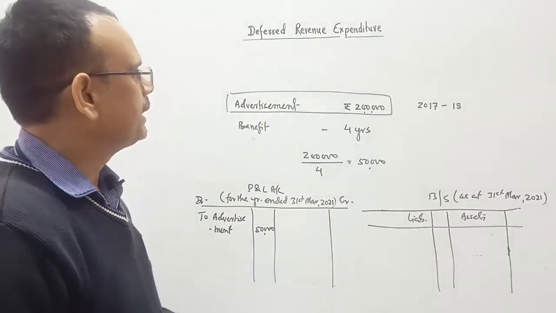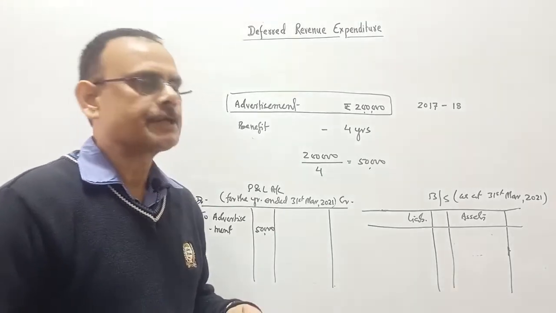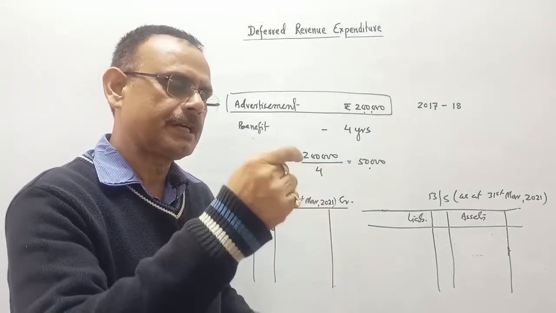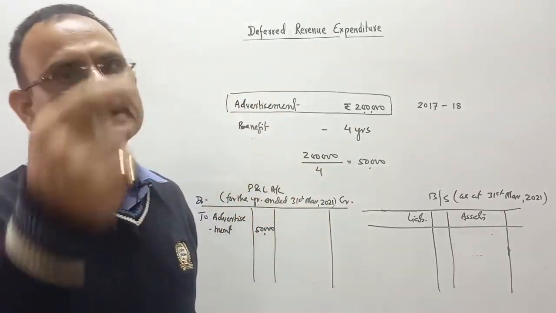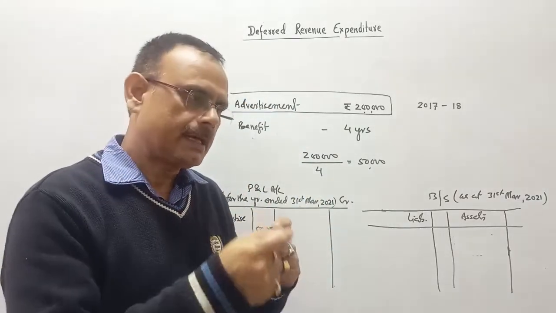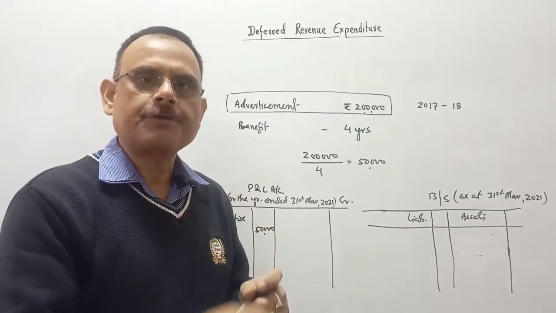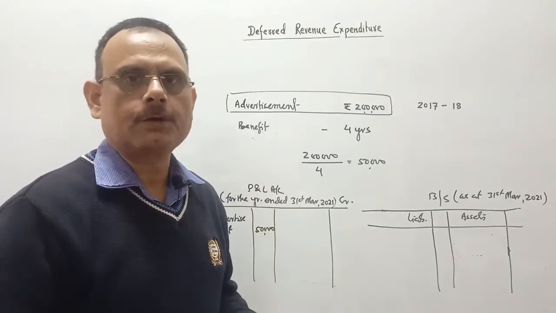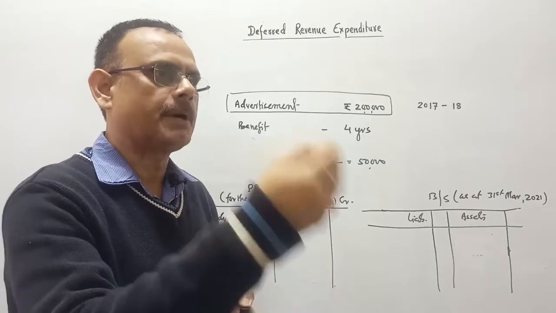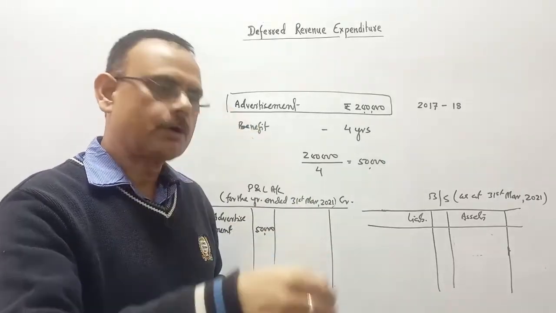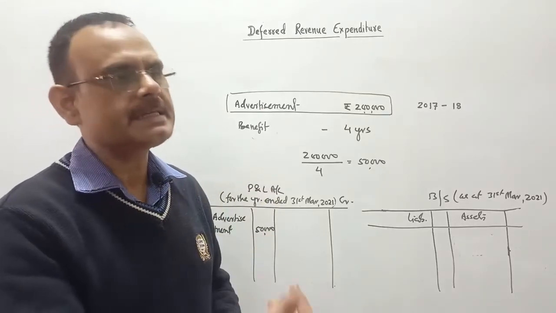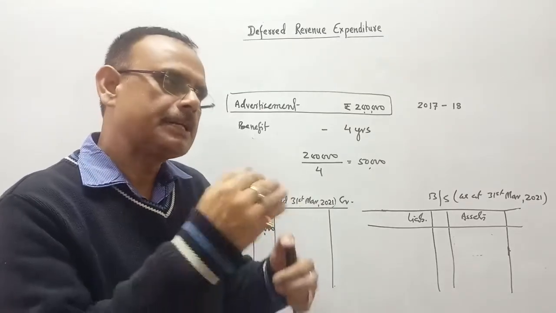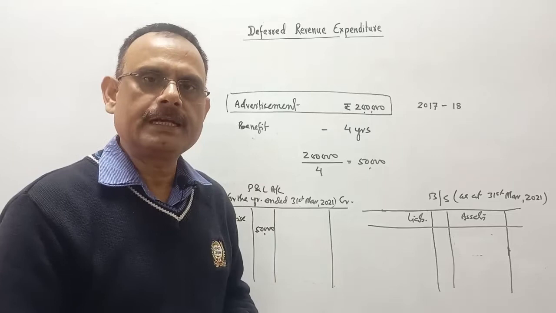Okay, so deferred revenue expenditure is actually a revenue expenditure, but the benefit of this expenditure continues for more than 1 year. That's why it is gradually written off from the profit and loss account, and the unwritten part, which is not written off, will be reflected in the balance sheet asset side till it is finally written off.